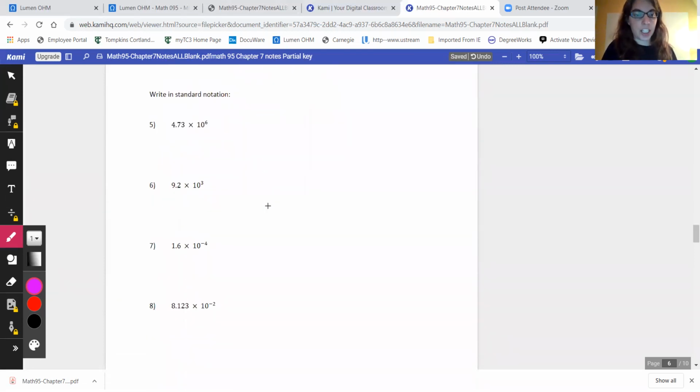So standard notation, if it's a positive exponent, I'm going to move it in such a way that it makes a bigger number. So 4.73, well, my decimal starts out here. I'm going to move it 6 places, and I'm going to move it to the right because that's going to give me a bigger number. 1, 2, 3, 4, 5, 6. Fill in with zeros when I need to. So just to clean it up, it's 473 with 4 zeros. I go back and put in my commas. It's 4,730,000.